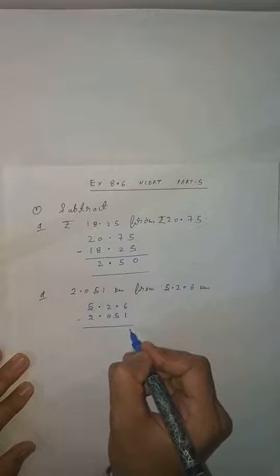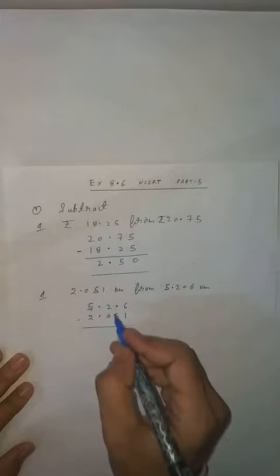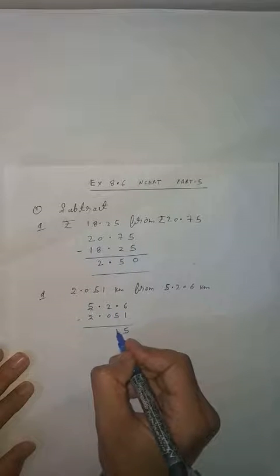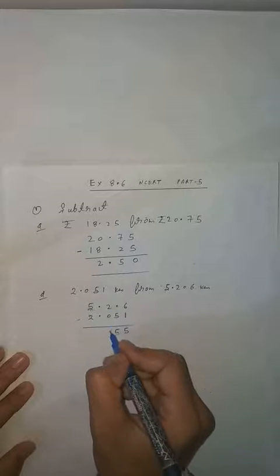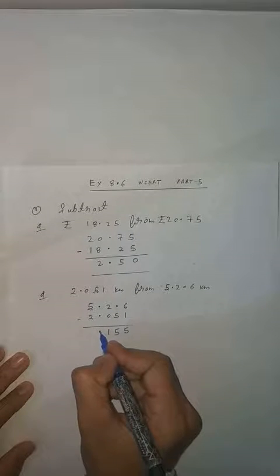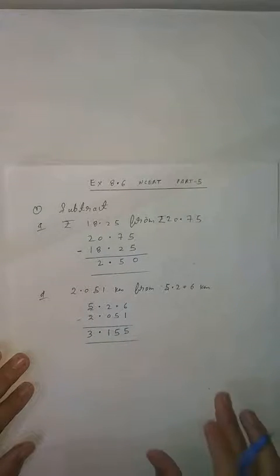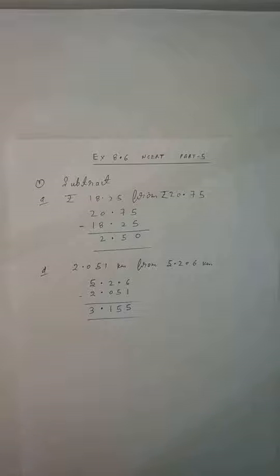6 minus 1, 5, 0 and 5 is given. So you cannot subtract, so you will take one carry, and it will become 10. 10 minus 5, 5. Now here you take one carry, so 2 minus 1, it remains 1. Write down 1 minus 0, 1. Decimal. Then 5 minus 2, 3. Clear, student? This is based on simple subtraction. Only you have to put the decimal where it is given. Now, the next question is given.